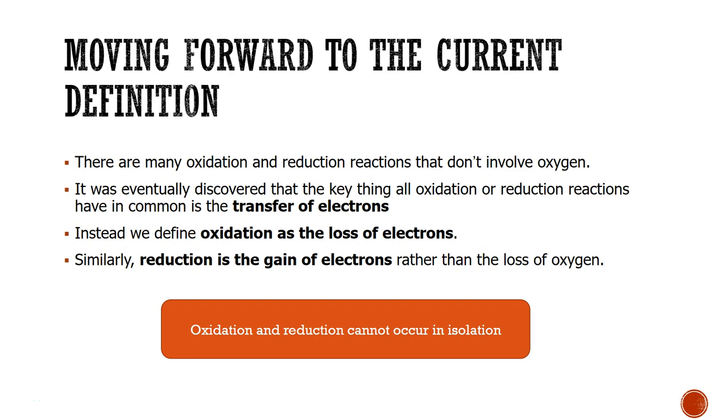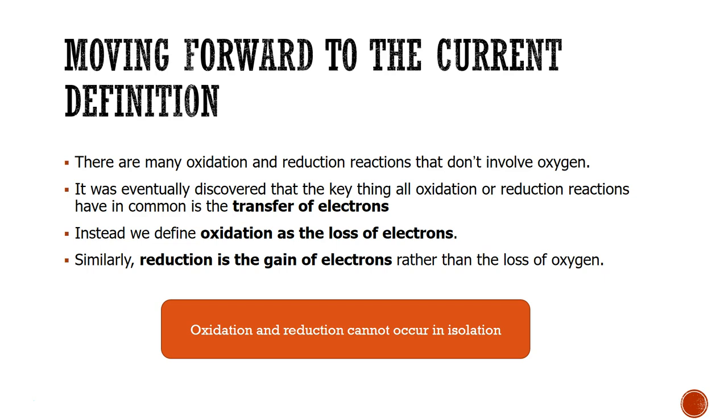So that's two definitions, our oxygen definition and our hydrogen definition, and then the one that we will more commonly see in modern chemistry is the idea that redox reactions are reactions that involve a transfer of electrons. So these reactions can occur even when oxygen isn't present. We can have a redox reaction even if there isn't oxygen present, but in this case we're looking at the transfer of electrons.